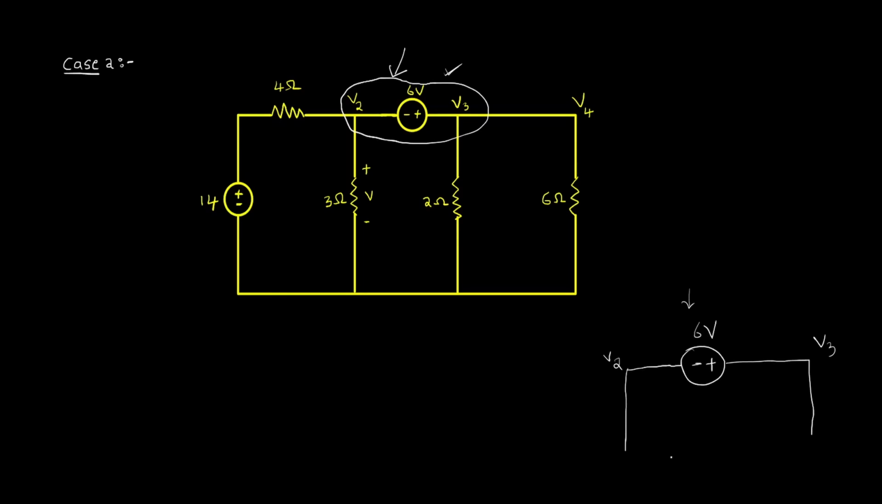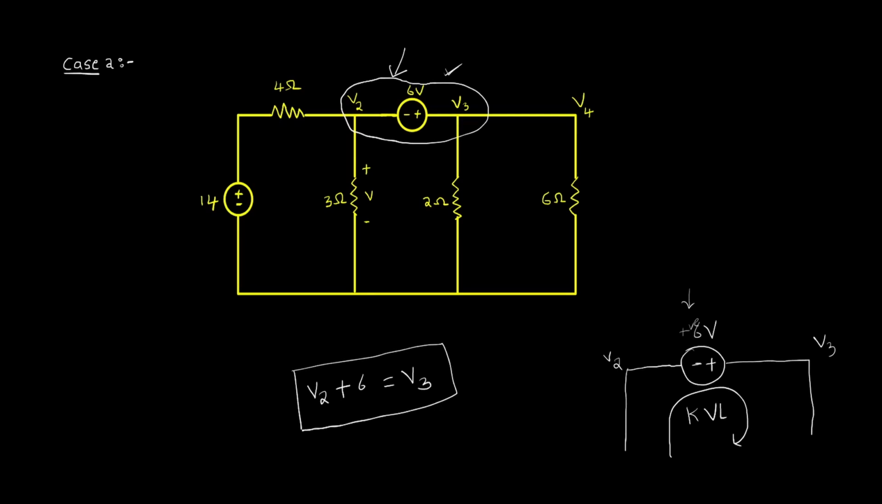By using KVL, we can write the relation between V2 and V3 as V2 plus, so here the potential is increasing, so it will have a value with positive sign. So this will be V2 plus 6 equals V3. Let us consider this as the first equation. As we have solved the circuit using KCL in the previous sections, we solve this circuit in the same manner.